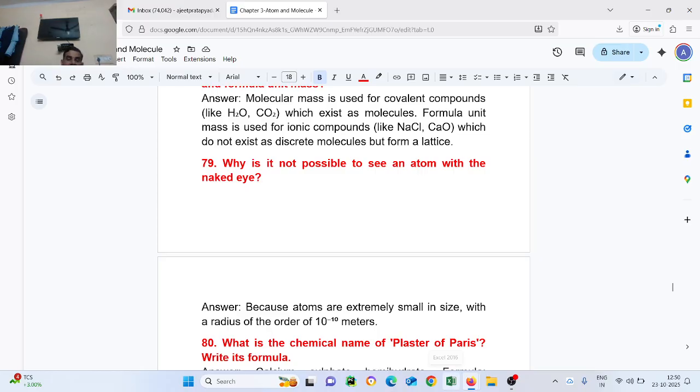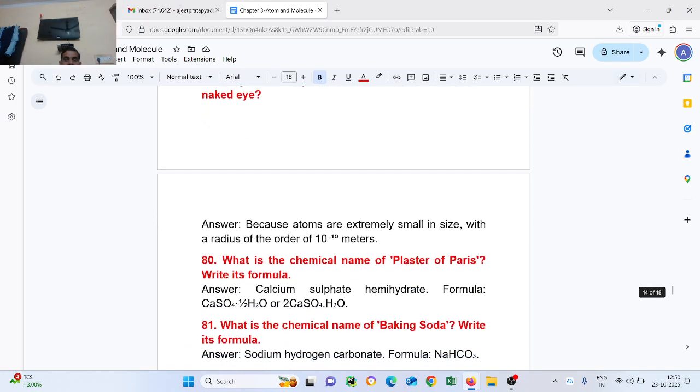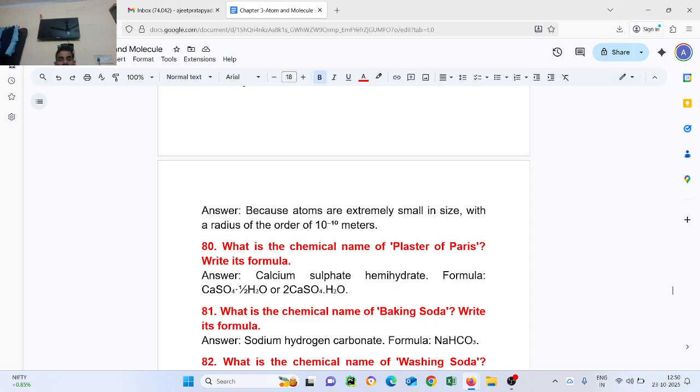Question number 80. What is the chemical formula of plaster of Paris? Calcium sulfate hemihydrate. Formula CaSO4 half H2O, that is CaSO4·½H2O.